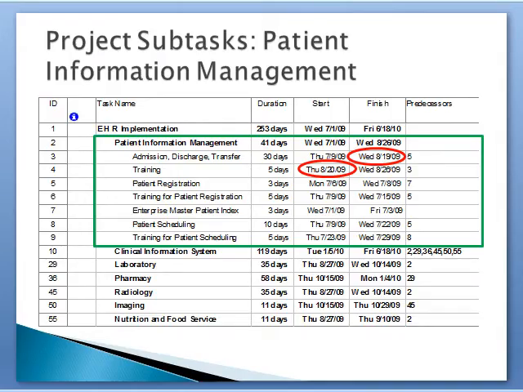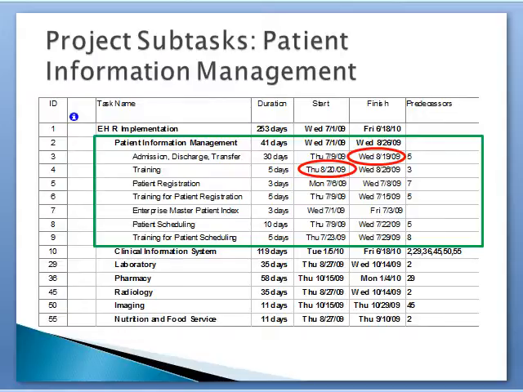With each task, there are subtasks that must be completed. Shown here is the patient information management task with each of its subtasks. These include admission, discharge, and transfer, patient registration, enterprise master patient index, and patient scheduling, as well as the training for some of these tasks. Note that the training for each subtask cannot begin until the completion of configuration for that subtask.